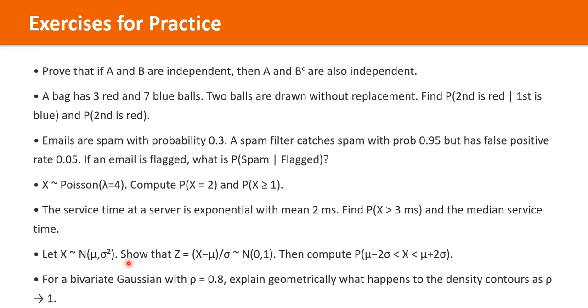Exercise 7. For a bivariate Gaussian distribution with rho equals 0.8, explain what happens to the density contours as rho approaches 1. Think about the ellipse becoming a line. I will post solutions on the course group. Try them first before looking at the answers.